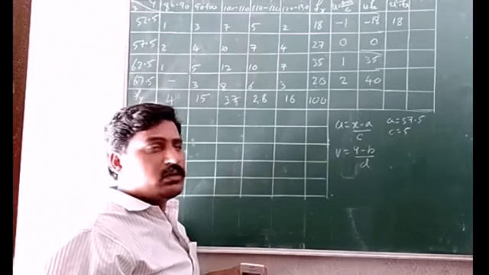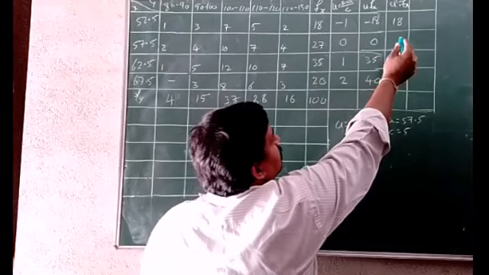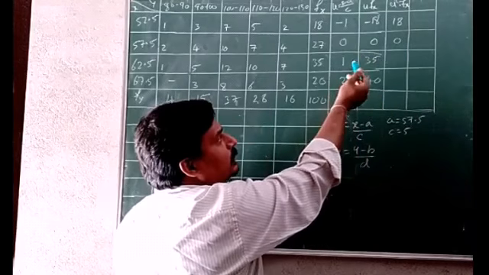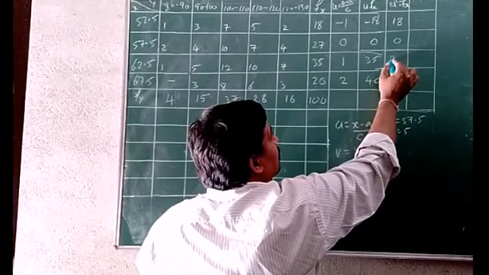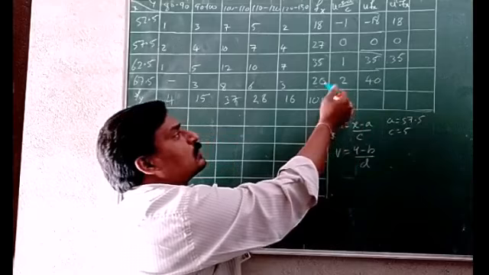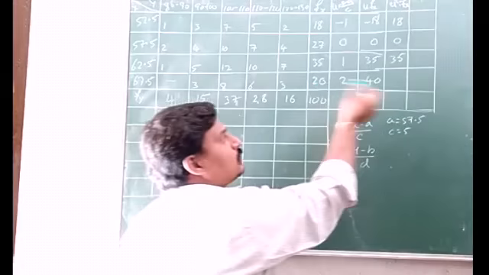0 square 0. 0 into 27, 0. 1 square is 1. 1 into 35, 35. Next, 2 square. 2 square is 4. 4 into 20, 80.